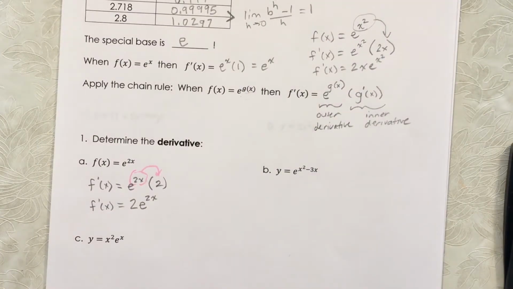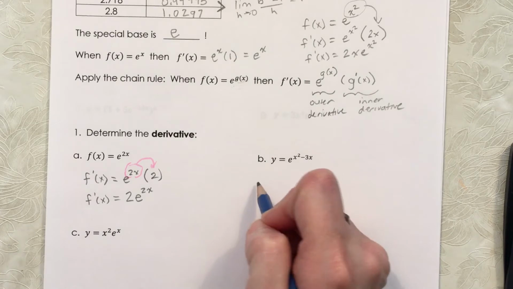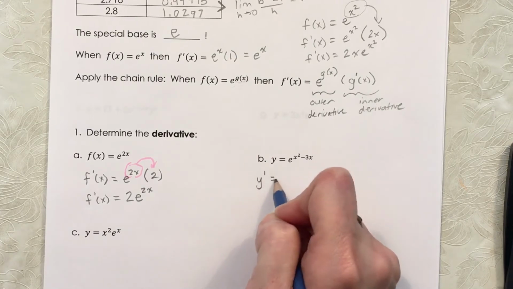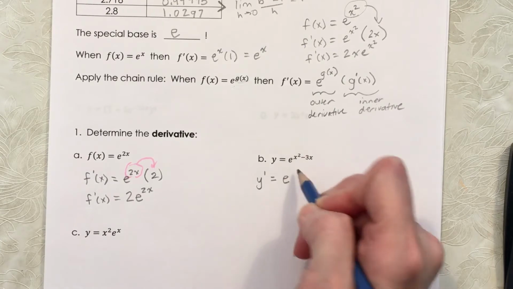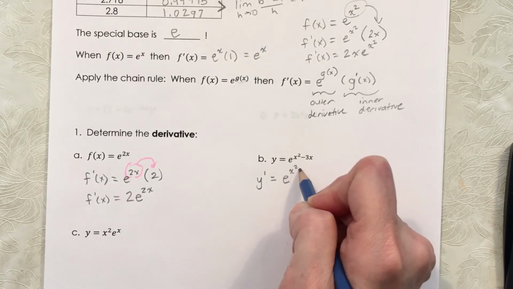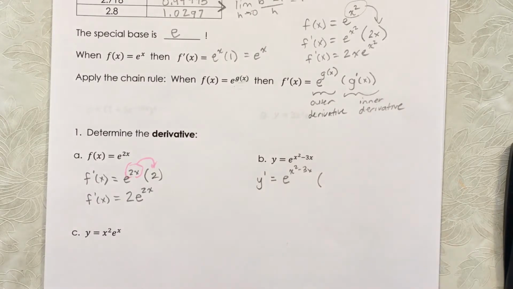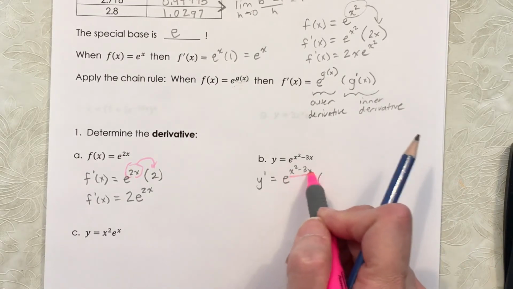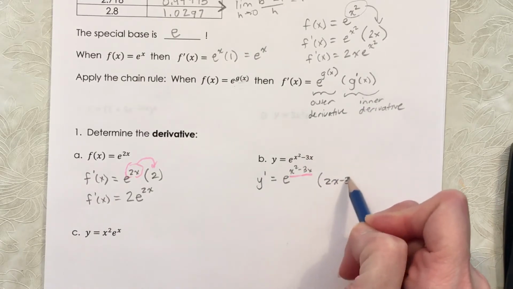All right, so back to finding the derivative. So here's our next exponential function, y equals e to the exponent x squared minus 3x. So y prime, or you could use dy by dx, whatever you prefer, is going to be, so chain rule says we repeat e to the x squared minus 3x and then multiply by the derivative of the exponent. So here's my exponent. The derivative of that exponent is 2x minus 3.